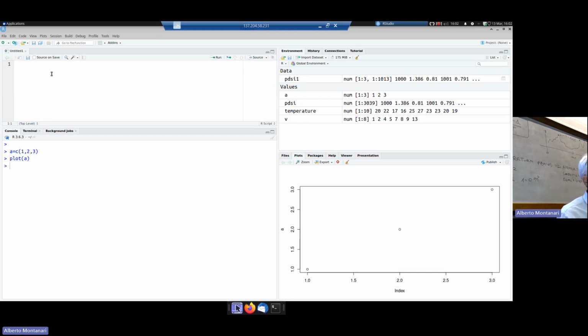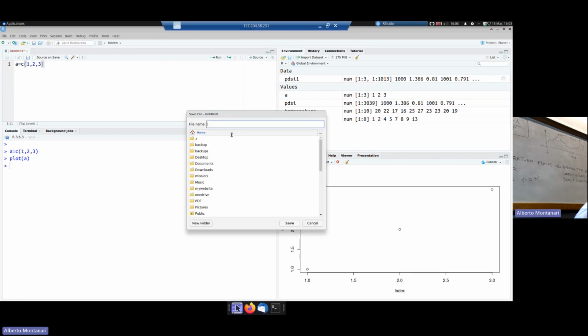It's true that R has a history, etc., but it's also true that if you want to move to another PC and you want to repeat something that you have done, the script is like a code. It's useful. So instead of writing here A equal the vector 1, 2, 3, I could have written it here. And the difference is that when you are in the script, first of all, it's advisable that you save it. So you can save the script wherever, in whatever folder.